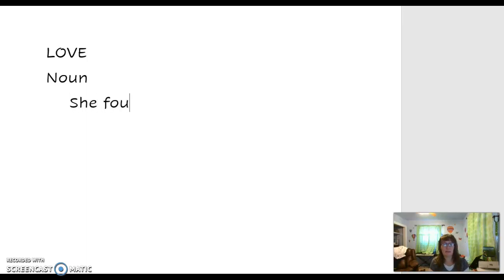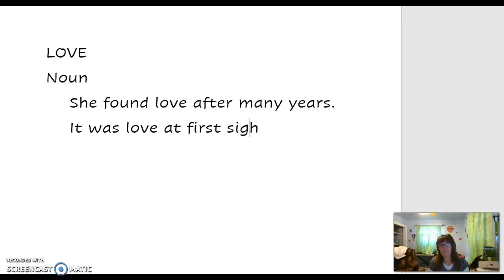An example, she found love after many years. Something that was found. Or it was love at first sight. A thing that happened, an event or an acquisition. Or love conquers all. Love is the power. It was the reason. Love is the thing that made the difference.